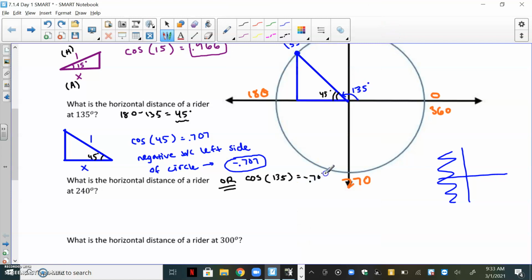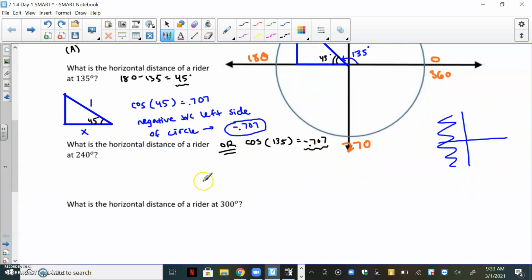So you might be wondering, why do we even bother with all this reference angle stuff if we could just type it in as is? And the reason for that is just because I really want you guys to understand the relationship between these base angles and reference angles and just finding it as is. Okay, but this is the fast way.